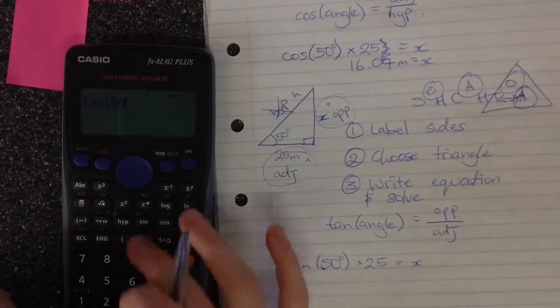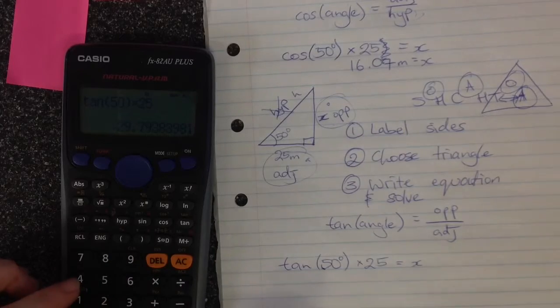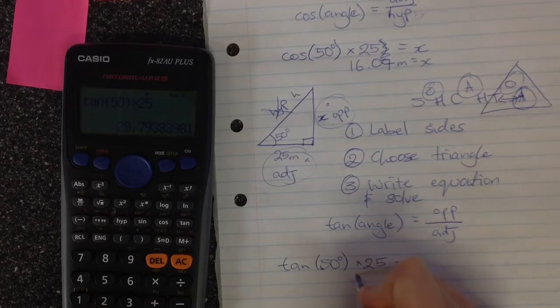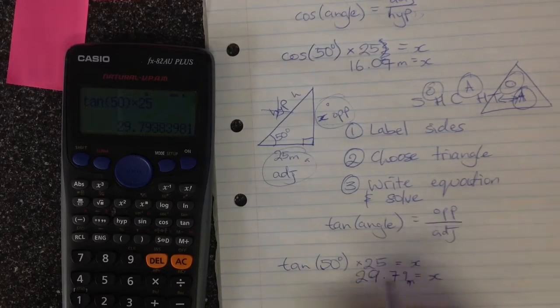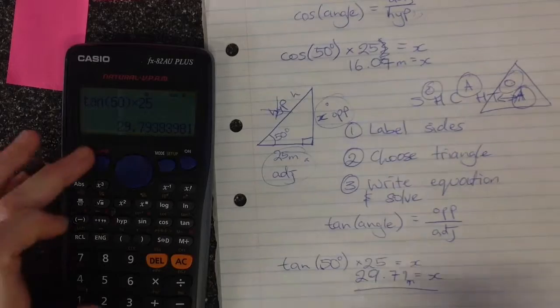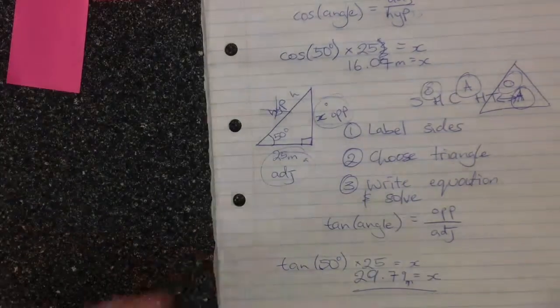Tan of 50 times 25 equals 29.79. Sorry. There you go. It is in meters, just in case you forget. That is the solution to this question.